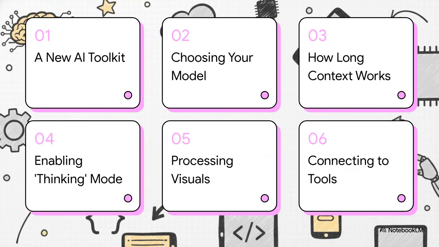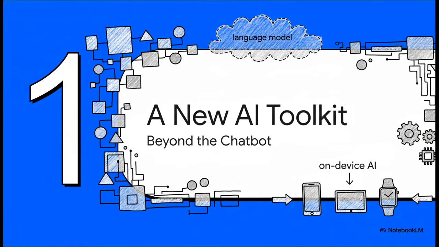So in this explainer, here's what we're going to do. We're going to follow a developer's journey. We'll start with what you get right out of the box, and we'll go all the way to building some seriously intelligent agents. AIs that can see, think, and even act. All right, let's get right into it.